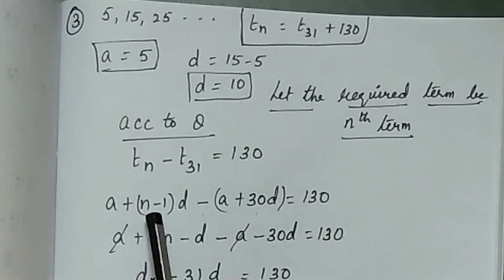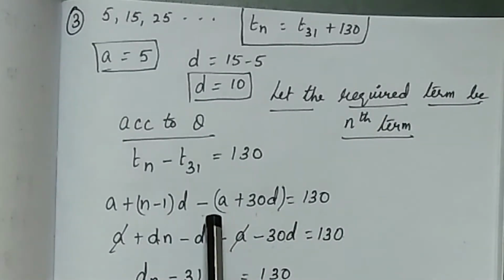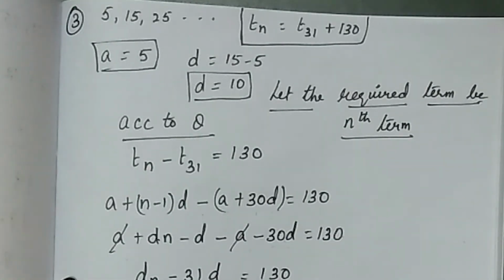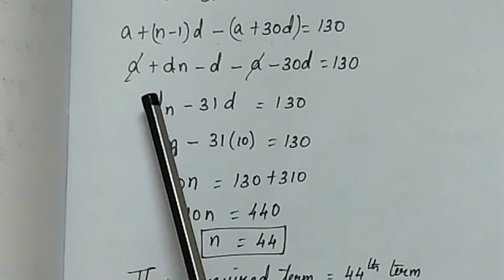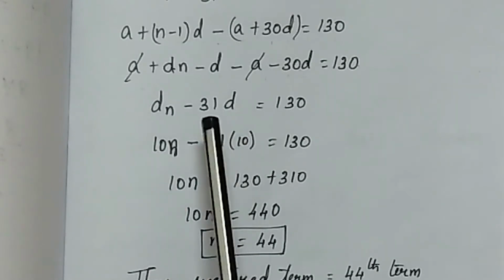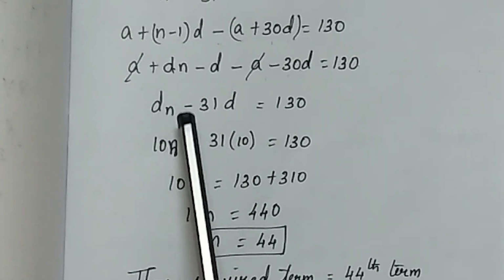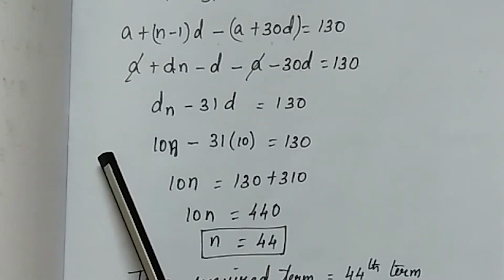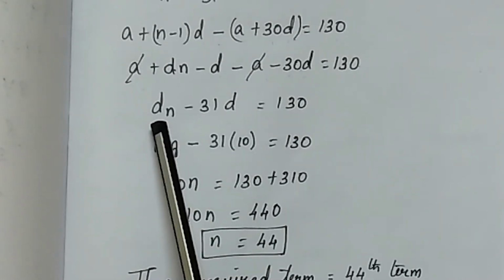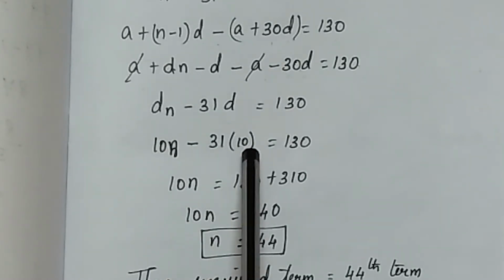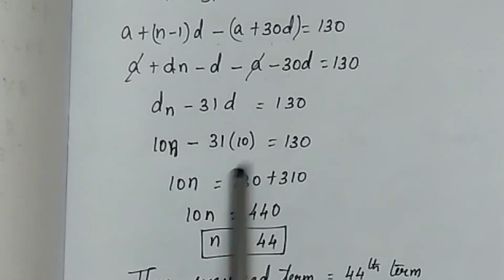So, a plus n minus 1 into d minus a plus 30d is equal to 130. Now, open the bracket and plus and minus get cancelled. So, what is left? You will get dn minus 31d is equal to 130. And you know what is d? 10. So, 10n minus 31 into 10 is equal to 130.